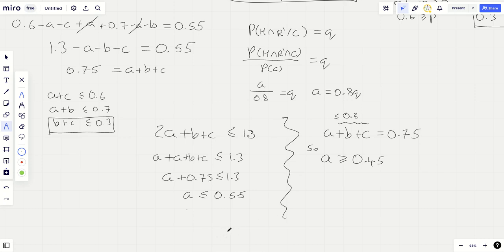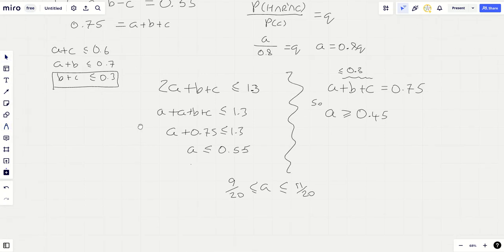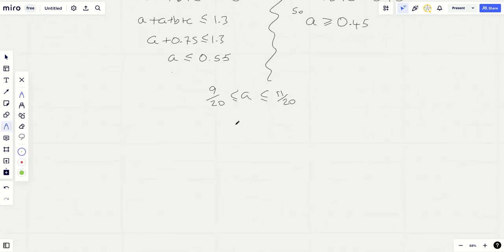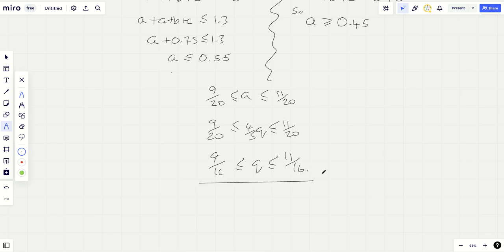Okay, that gives us that a is between 9/20 and 11/20, because that's 11/20 and that's 9/20. I'm showing you like this because you're not allowed to use a calculator. Remember, a was 4/5 of q, so now just times both sides by 5, and then divide by 4, you're going to get 9/16 and 11/16, and you're done.